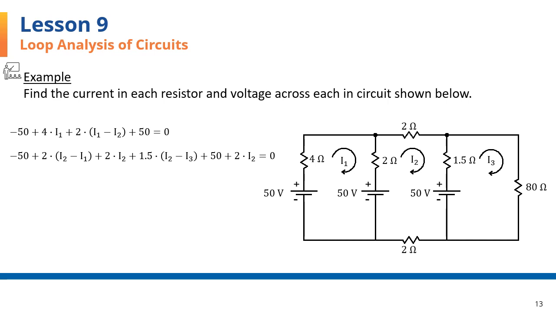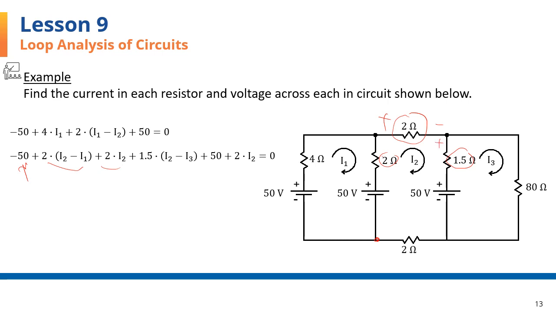KVL for the second loop: again, if I start here, I have a voltage rise going clockwise. I have a voltage rise of 50, so that's negative 50. I have a voltage drop of 2 times I2 minus I1, and so I'll add that term. The next voltage I come across is across this 2 ohm resistor. The current through this one is I2, so the voltage drop would be 2I2, and that's shown here with the plus sign.